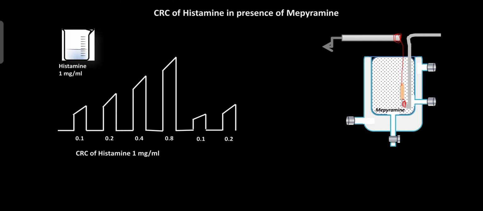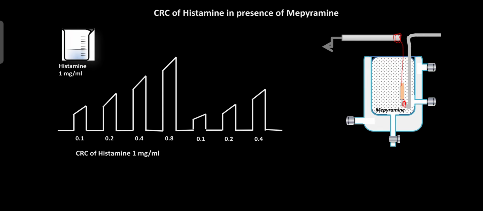After the 5-minute time cycle, once again record the baseline for 30 seconds. After that, add 0.4 ml of histamine solution and record the responses of 0.4 ml of histamine solution in the presence of mepyramine for 30 seconds. After 30 seconds, wash the tissue. Then after the washing period, once again record the baseline for 30 seconds.